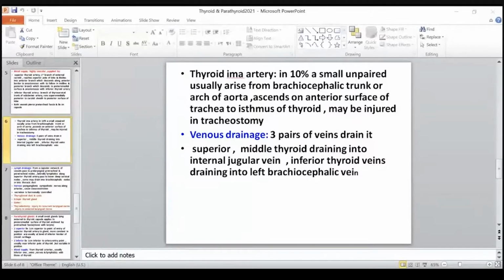Venous drainage: we have superior, middle, and inferior veins. The superior and middle thyroid veins drain into the internal jugular vein. The inferior thyroid veins, as I said, unite with each other and drain into the left brachiocephalic vein.